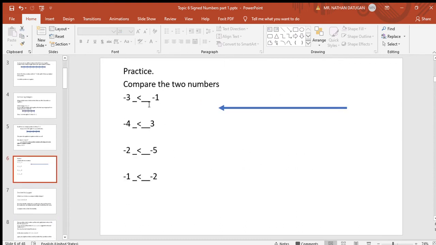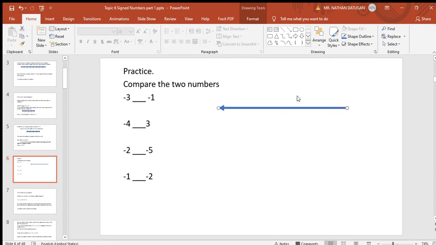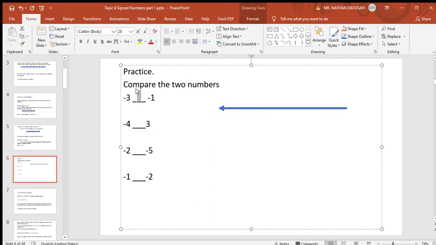Let's have another one. Here, we're just going to compare -3 and -1. If we draw a number line and label it -1 to -3, -1 will be somewhere right here, then -2, and then -3 will be here. And since -1 is to the right of -3, that means -3 is less than -1.